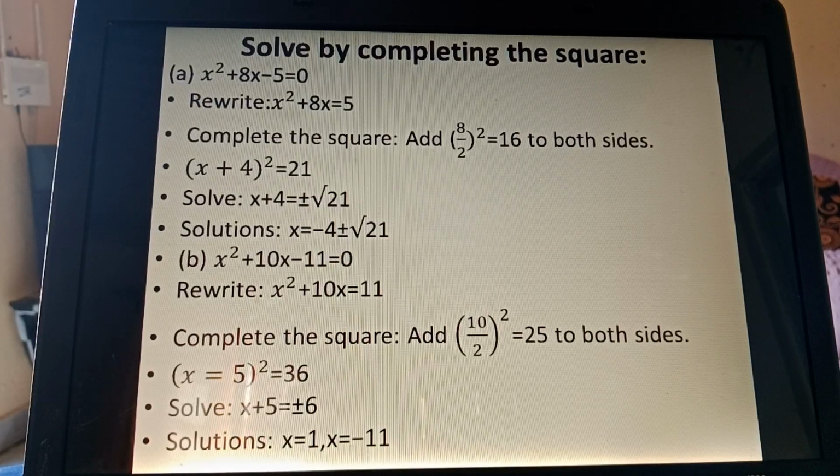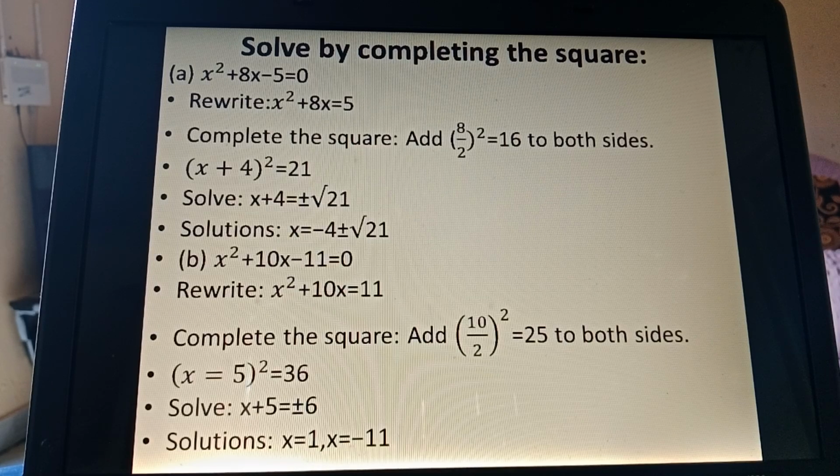The questions on the section on completing the square: a, x squared plus 8x minus 5 is equal to 0. Rewrite the equation as x squared plus 8x is equal to 5. Complete the square by adding the coefficient of x, which is 8, divided by 2 squared, which is equal to 16, to both sides, and you get (x plus 4) squared is equal to 21. Therefore, you solve by finding the square root of both sides. x plus 4 is equal to plus or minus root 21. Solutions are x is equal to negative 4 plus or minus root 21. You can find the values.